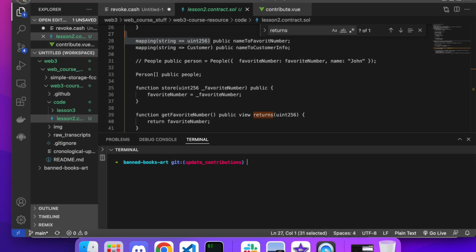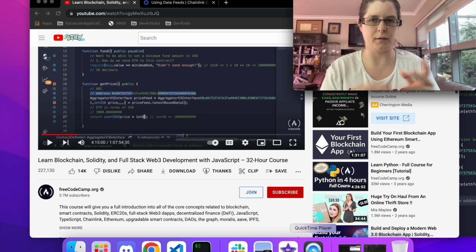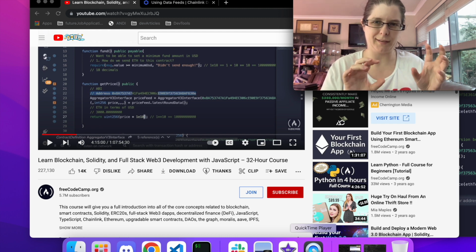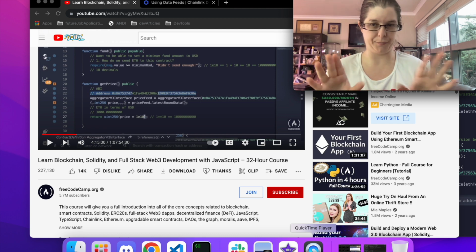Cancel. By the way, I was in a nice Twitter space yesterday and they talked about revoke.cash. And basically what that does is it goes through your wallet and revokes access to apps that you've granted access to before. So if you have a wallet that's not like your burner wallet that has something nice in it, you should every once in a while pay the money to revoke.cash to just make sure you're clean.